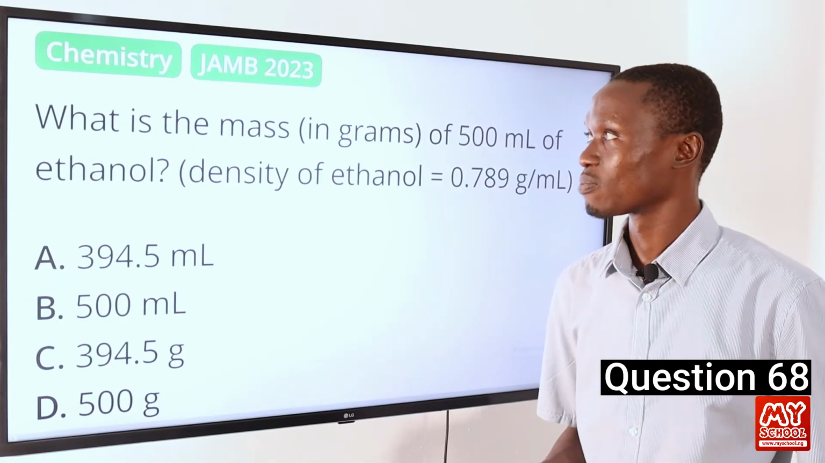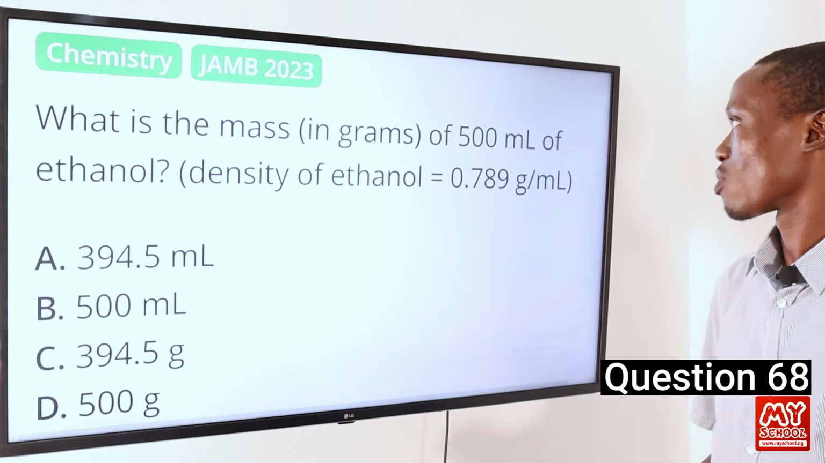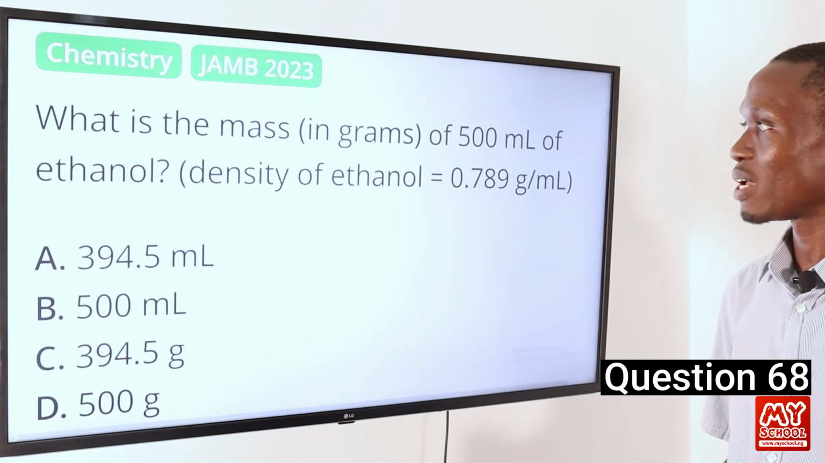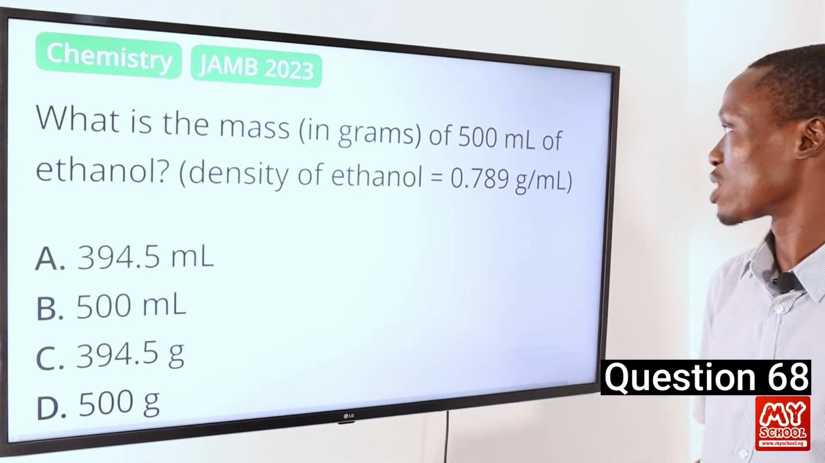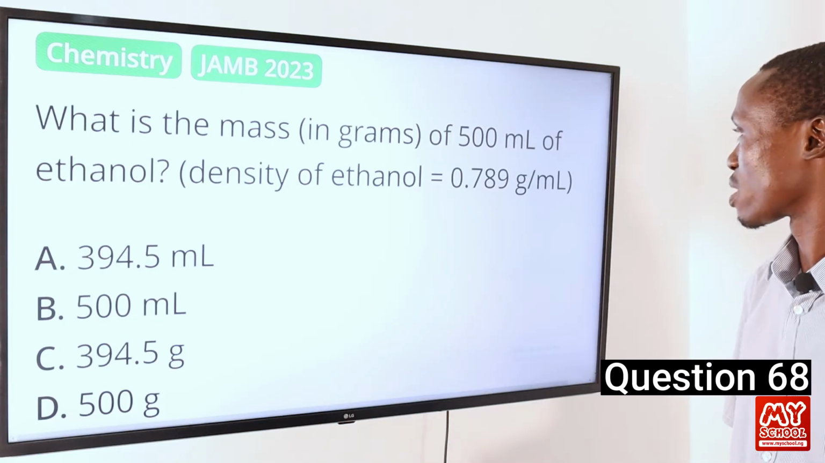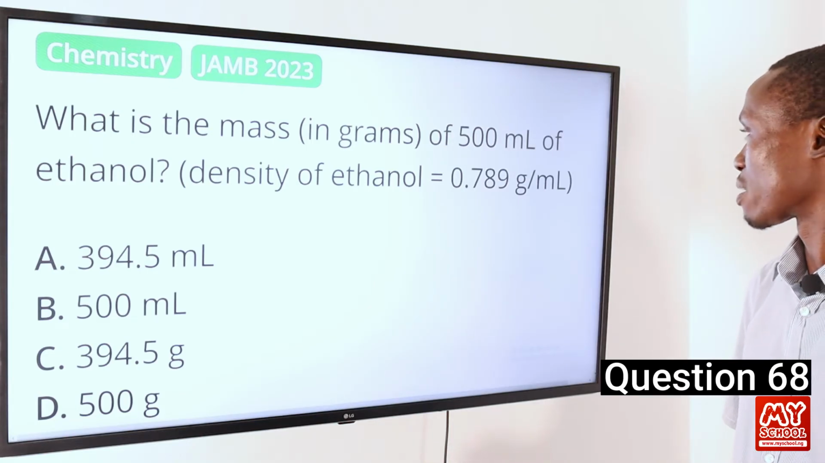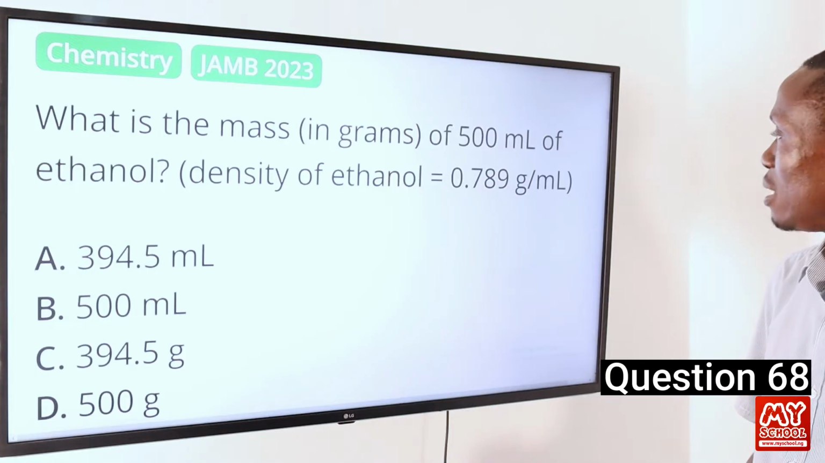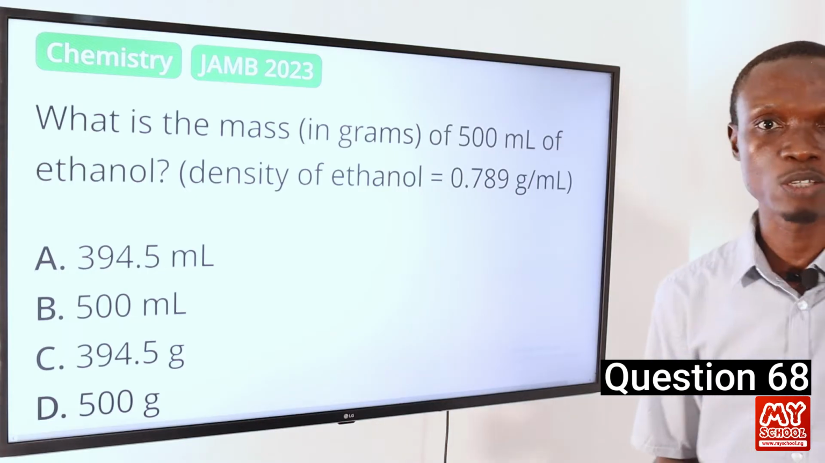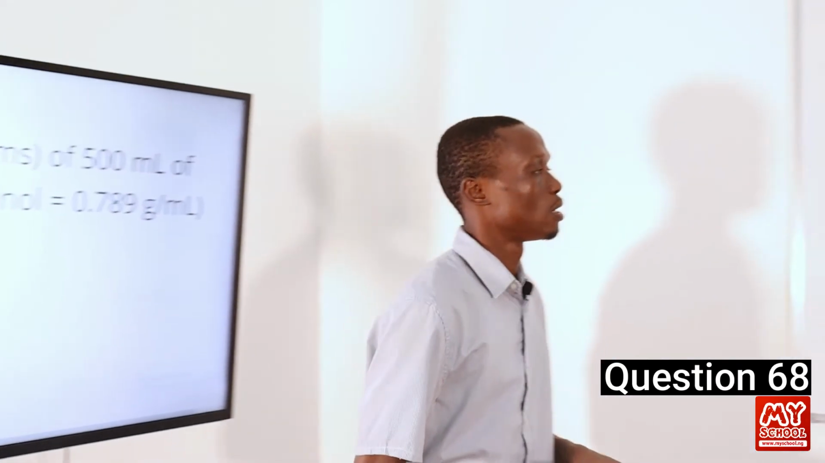Question 68. What is the mass in grams of 500 milliliter of ethanol? So the density of ethanol is equal to 0.789 gram per milliliter. So let's move over to the board to calculate this.